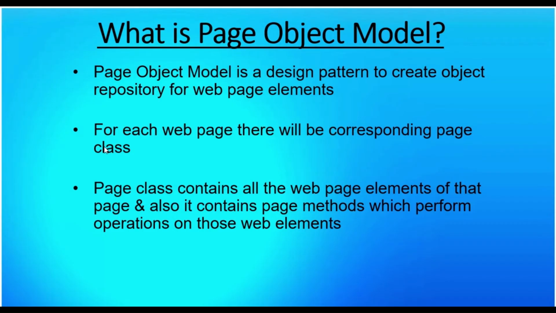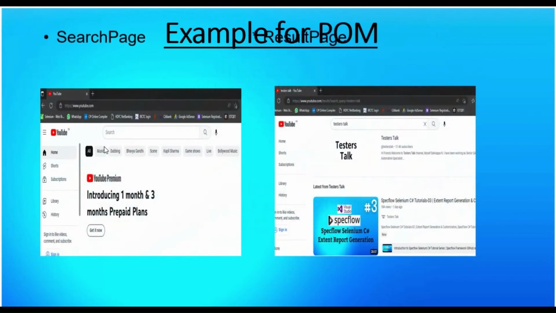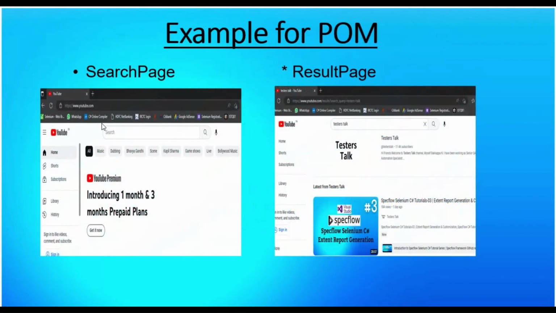Let's take an example of youtube.com. So here I have listed out two diagrams. First one is the search page. When you open youtube.com, you'll find one search text box. First you need to identify this particular search text box. You need to keep it in the search page class, and if you want to perform the search functionality, you need to implement one abstraction method in the search page class itself.